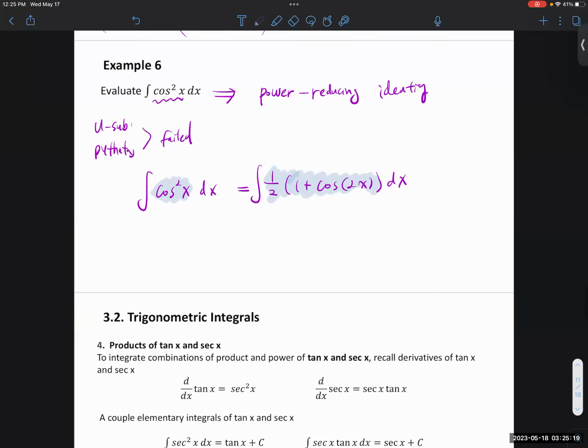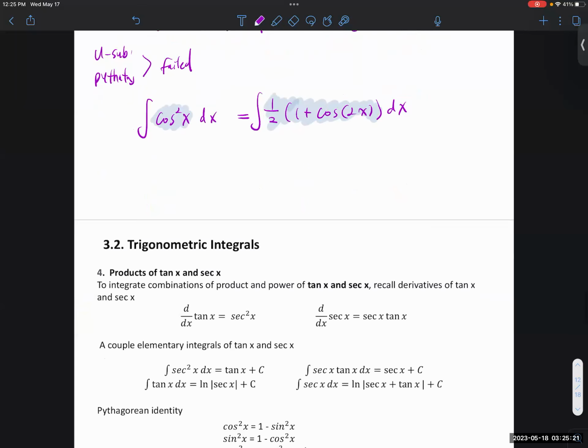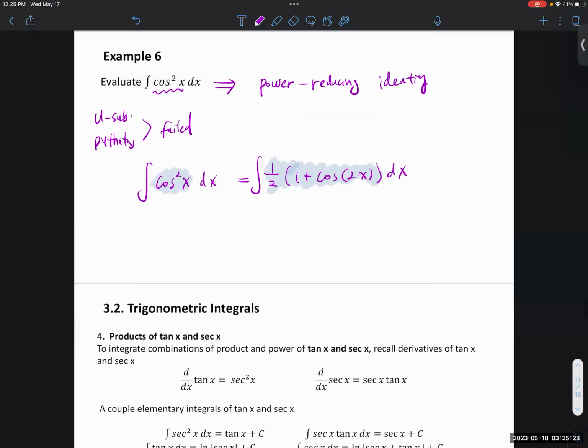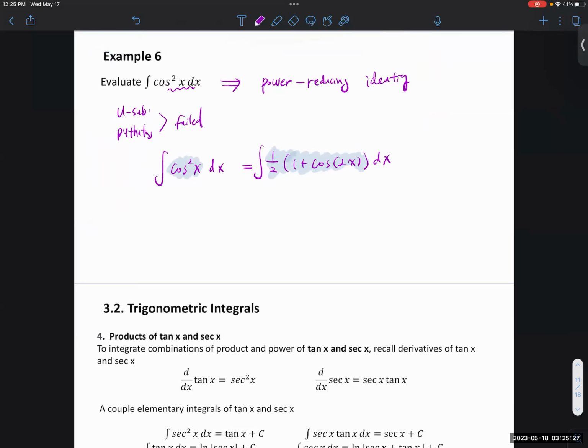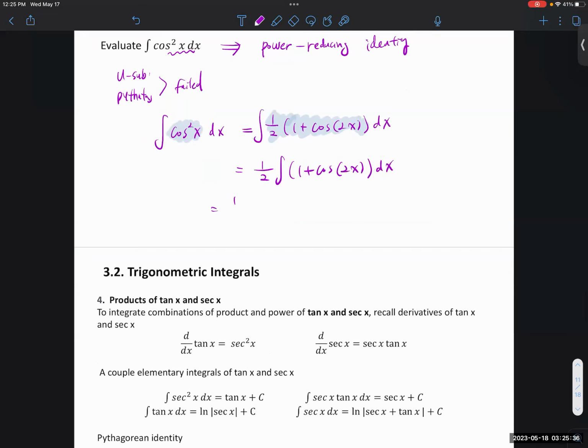So now what are you going to do? We're going to take the integral. I'm going to bring 1/2 to the front. So here, 1/2 integral of 1 plus cosine 2x dx. It's the same as 1/2 times the integral of 1 dx plus the integral of cosine 2x dx.